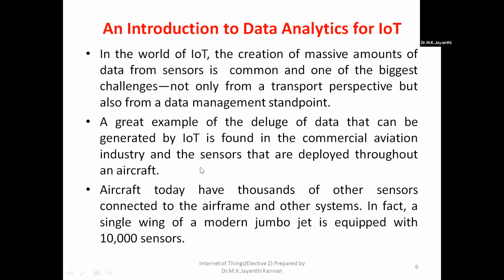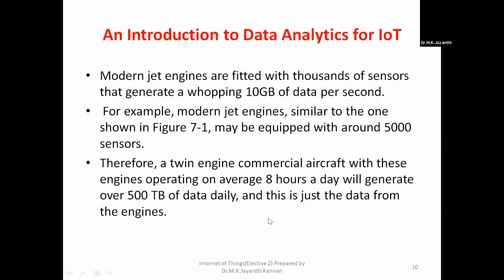A great example of the data that can be generated from IoT is found in the commercial aviation industry. Say, for example, the airlines domain. Any aircraft has thousands of sensors connected to the airplane and other systems. In fact, a single wing of a modern jumbo jet is equipped with more than 10,000 sensors. Each sensor will collect a large amount of data every second, and the data will be sent to the central processing unit.